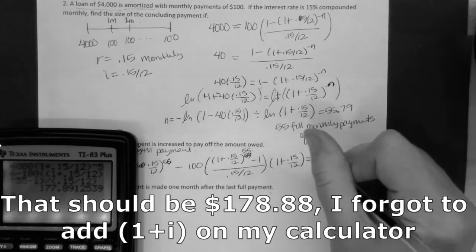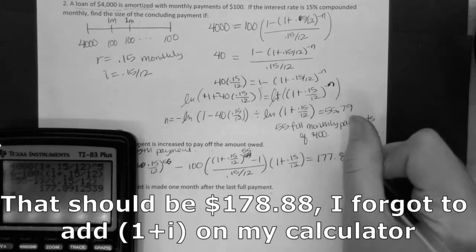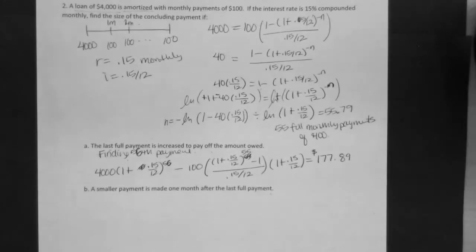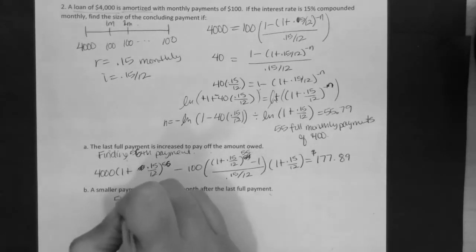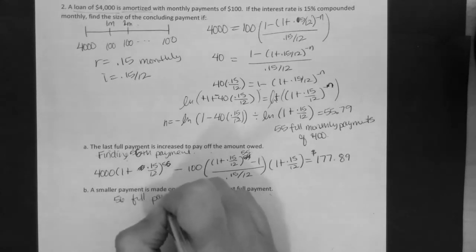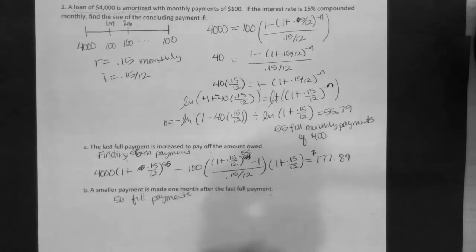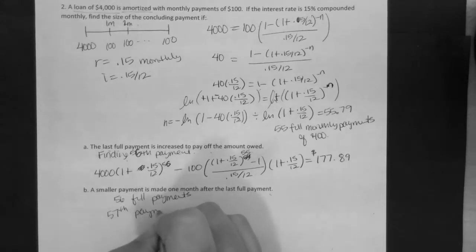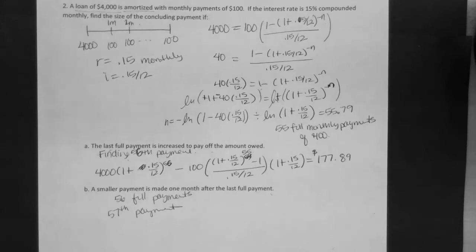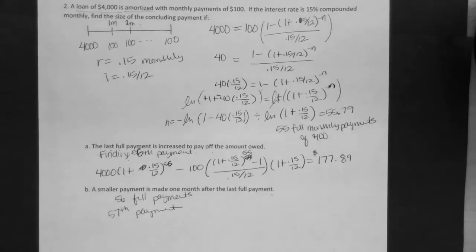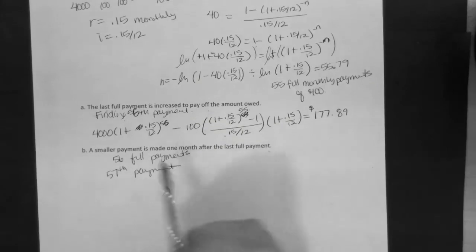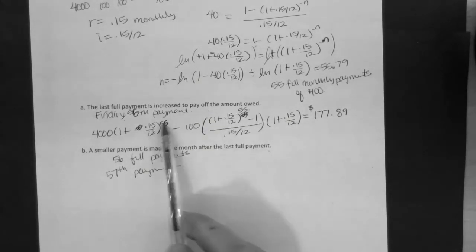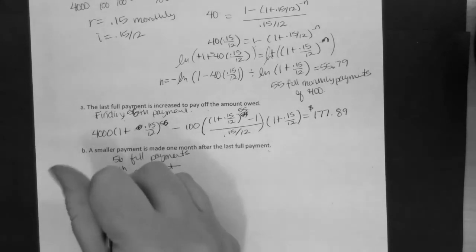we get 177 and 89 cents, rounding to the nearest penny. And then if we wanted to make it 1 month later, so that means here we have 56 full payments. And we're trying to find the 57th payment. Okay, that means it should be less than our normally scheduled payment, so it's going to be 1 less. So we're going to take all of this and we're just going to add 1 exponent to each of these. So it's the same setup.